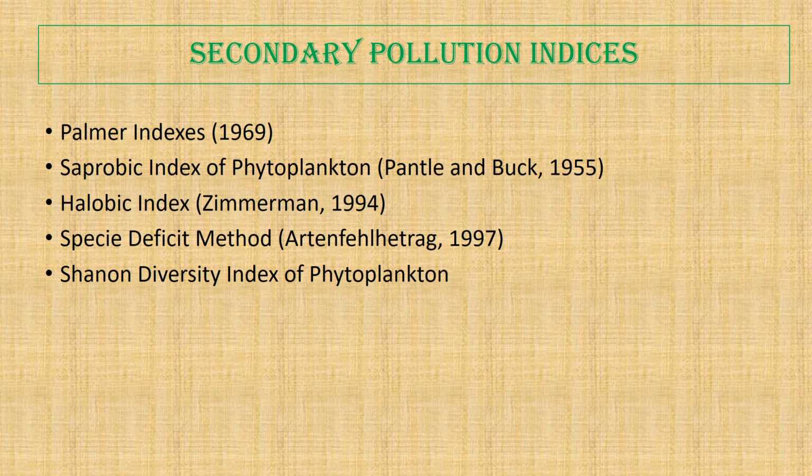Palmer index, saprobic index, halobic index, species deficient method and Shannon diversity index are the most popularly used indexes for determining secondary pollutants, mostly organic pollutants. Palmer and saprobic determine organic pollution, and halobic determines the level of salinity. Palmer index has been used globally, and also in India it is used in several places.